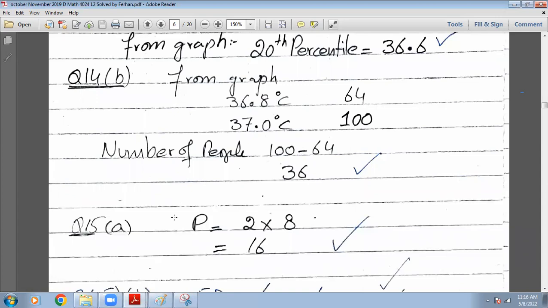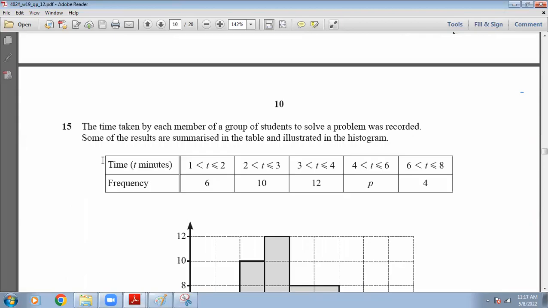So from the graph, I checked the cumulative frequency for each temperature. For 36.8, the cumulative frequency is 64. And for 37, the cumulative frequency is 100. So the difference between these two cumulative frequencies will give you the number of people who have a temperature between 37 and 36.8. So it will be 100 minus 64, that's 36. So there are 36 people whose temperature is between these two temperatures. Hopefully you understand. I have already checked this answer from the marking scheme. Okay, so we are going to the next question.